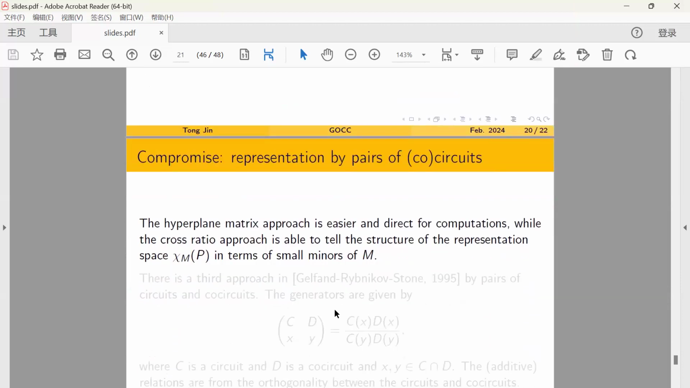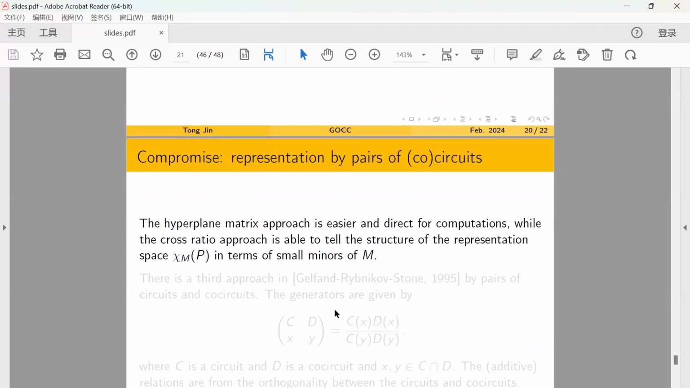So the first approach, the hyperplane matrix approach, is easier and more direct for computations because, well, we do not need, say, inductions. We do not need to worry about whether the matroid is connected or not. And we just construct the bipartite graph and we just complete the matrix. It is almost linear algebra.